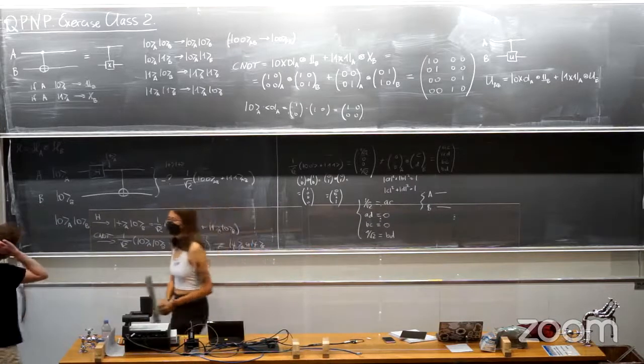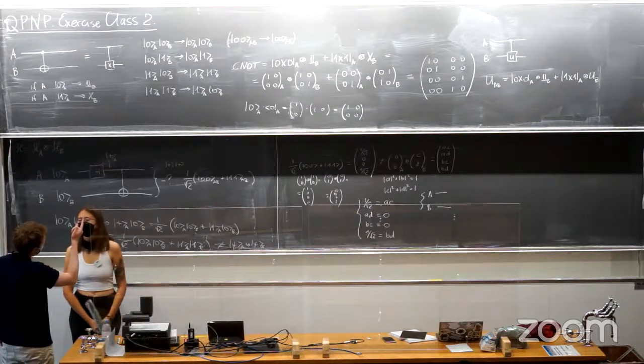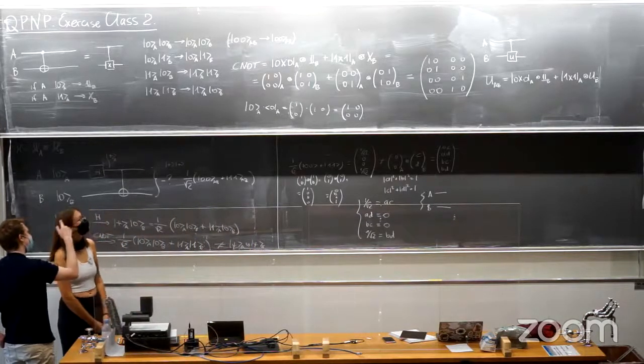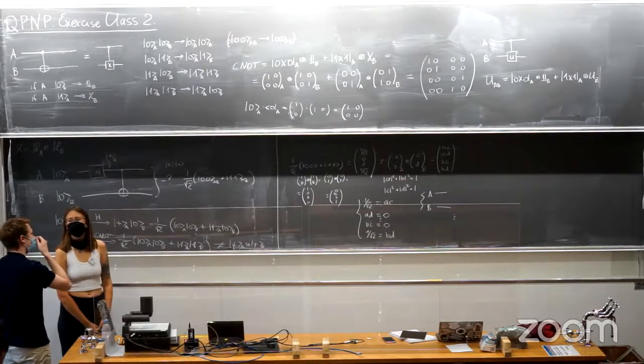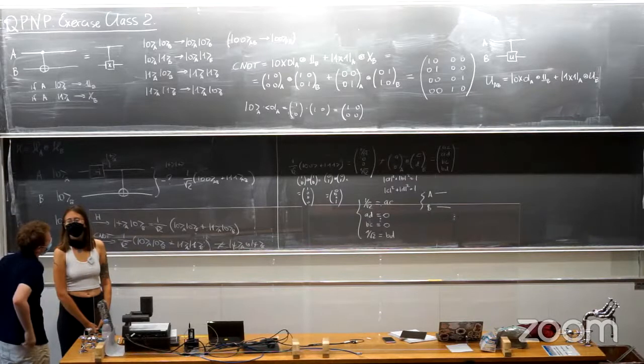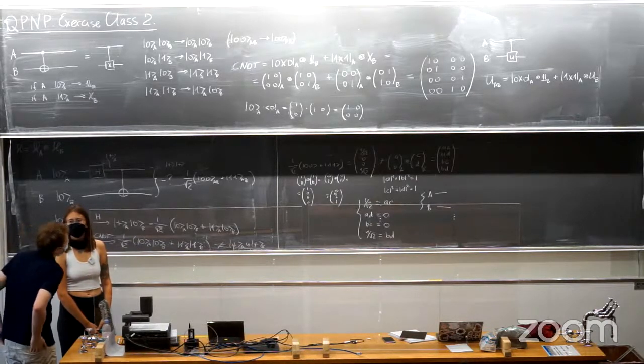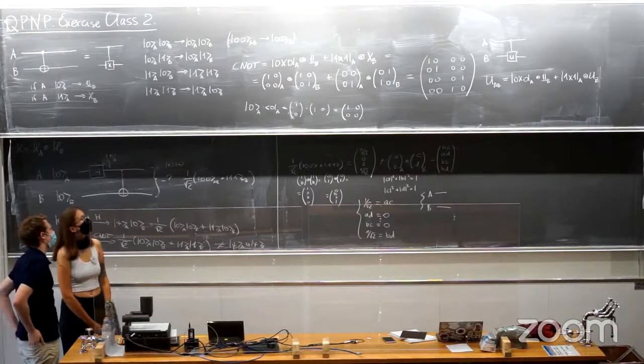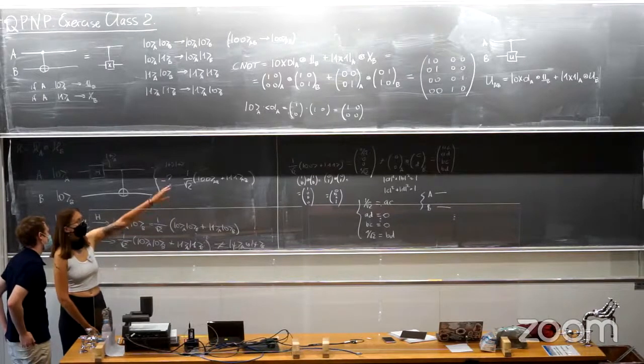So the CNOT gate, we just write it as a tensor product of this projector times the identity operator, which does nothing, and a tensor product of the other projector and the Hadamard gate. What was the point of this? No, this is not a Hadamard. This is an X gate.